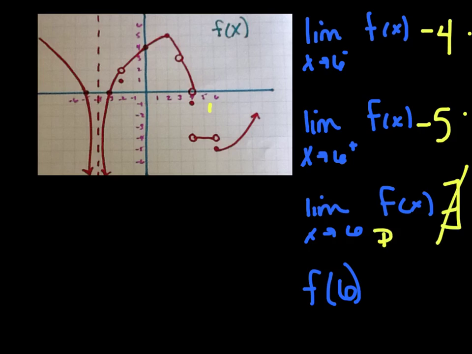You can write it like that, or a little DNE. Does not exist. And what is f of 6? Well, remember, it can't be both points. Pick the point where you actually see a point, which is the closed point, so I would say negative 5.